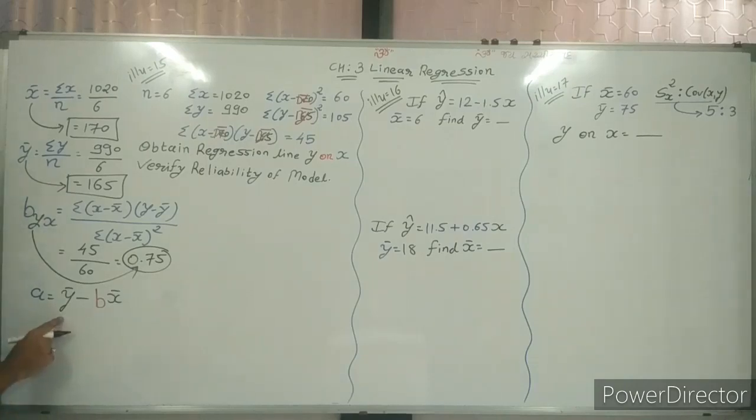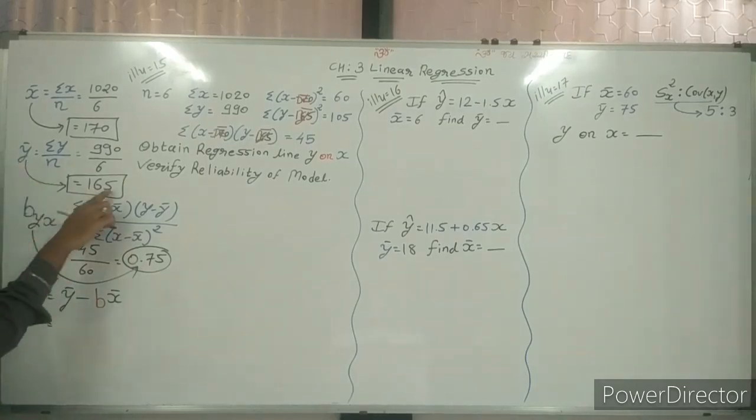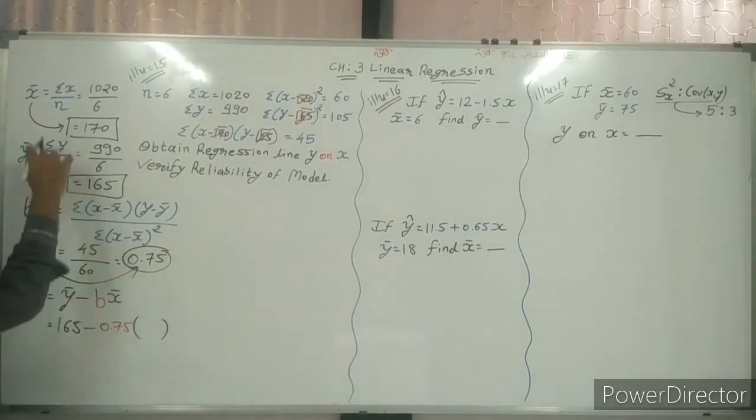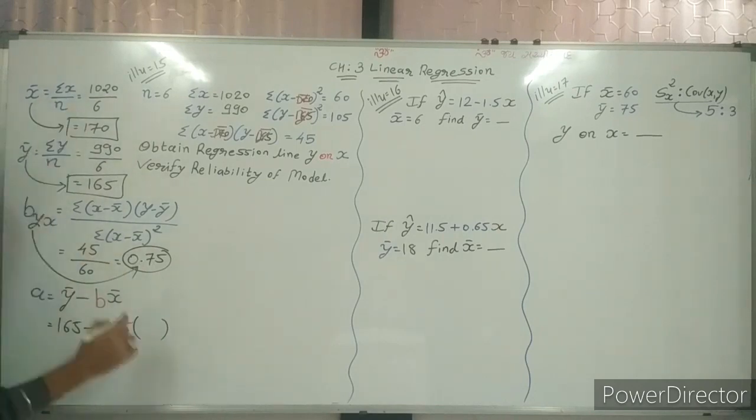So y bar. What is the value of y bar? So y bar is equal to 165. So write down first of all 165 minus value of b. So b is 0.75. So write down 0.75. Then after that, x bar. Value of x bar is 170. So write down 170.